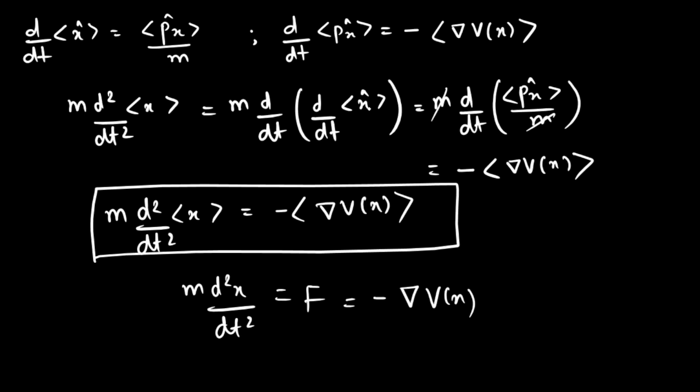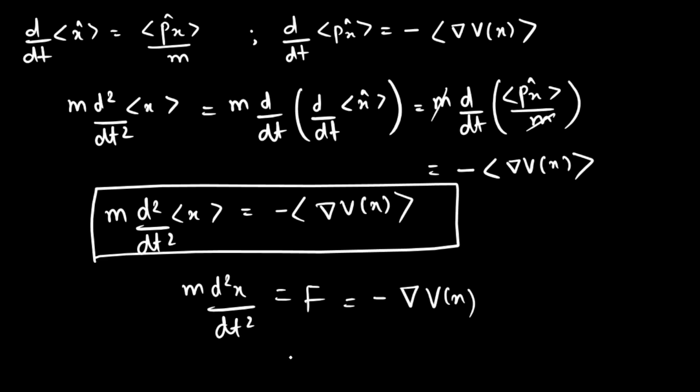Now the time derivative of the expectation value of x is given by the first equation for x cap, which is p_x by m. So putting that value here and cancelling m, we are left with the time derivative of the expectation value of p_x, which is given by our second equation for p_x, which is equal to the negative of the expectation value of the gradient of V of x. So putting that value here, we finally get m d square by dt square of the expectation value of x equal to the negative of the expectation value of the gradient of V of x.